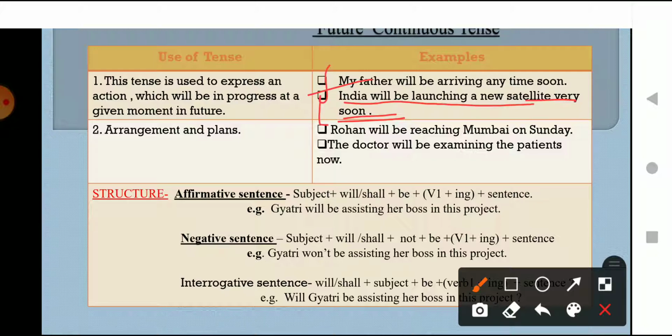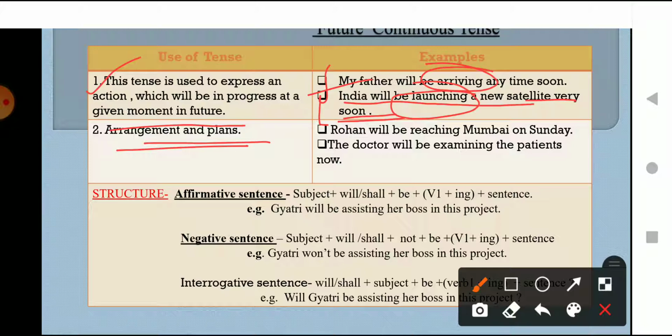So you can see in both sentences the tense is used to express an action, in the first one of arriving and in the second of launching, which will be in progress at a given moment in future, where the exact time of the future is not given. And the second way of using the future continuous tense is to show arrangements and plans.